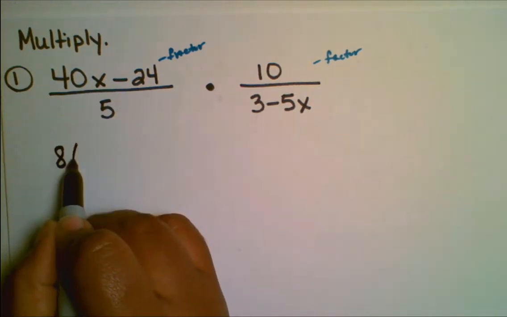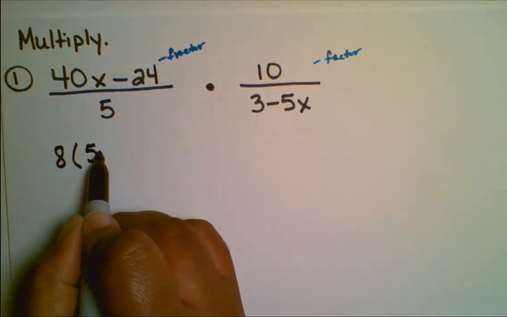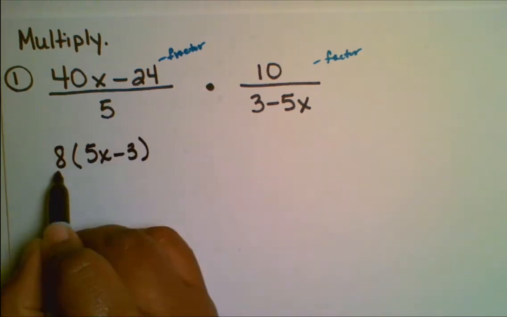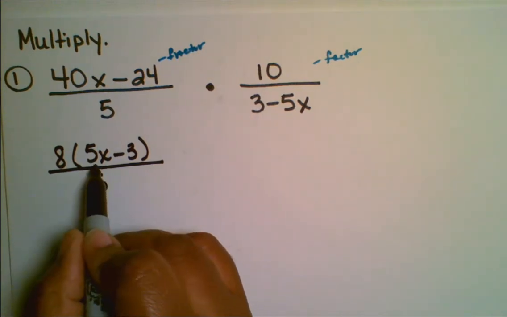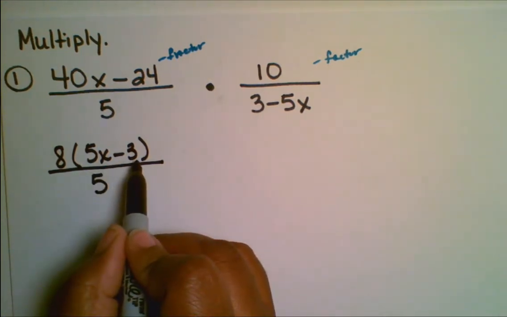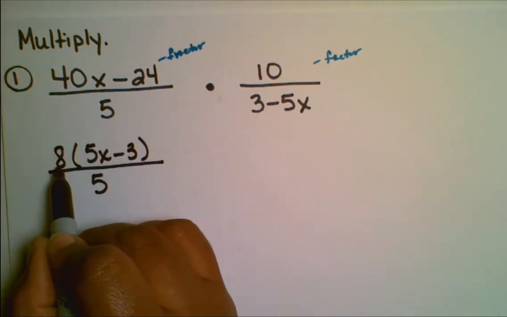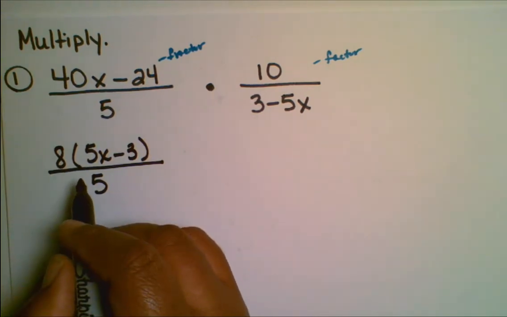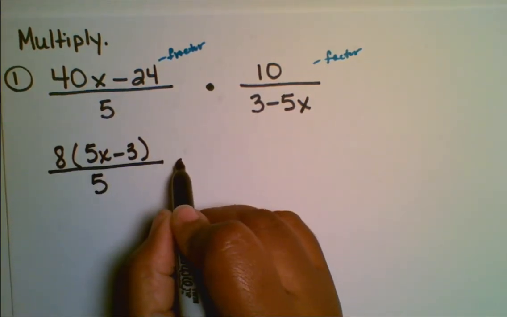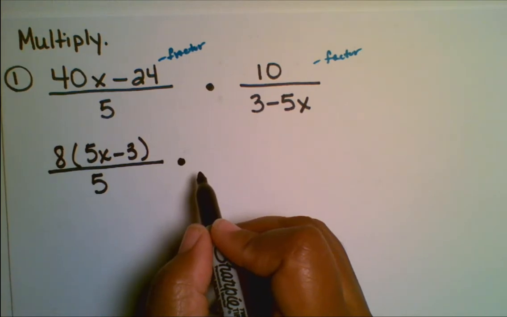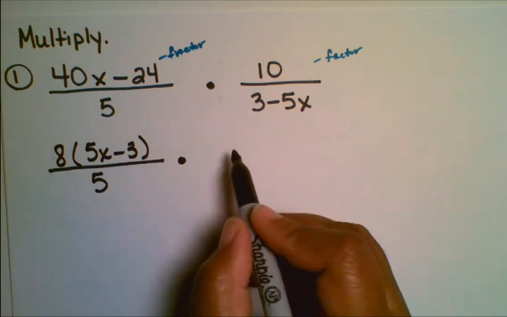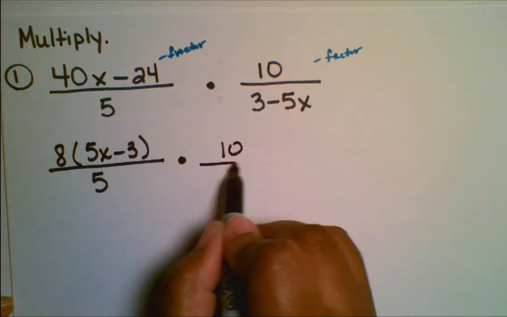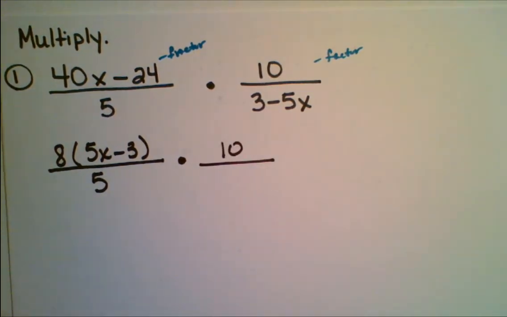So we have 8 times (5x minus 3) all over 5. The 5x minus 3 we can't do anything to, so for the numerator, we were able to factor out a GCF. Times, and then we have 10 over (3 minus 5x). The numerator of 10 we can't do anything to, but let's look at that denominator, 3 minus 5x.